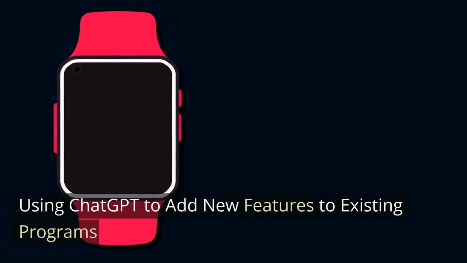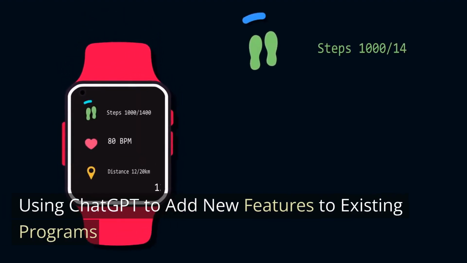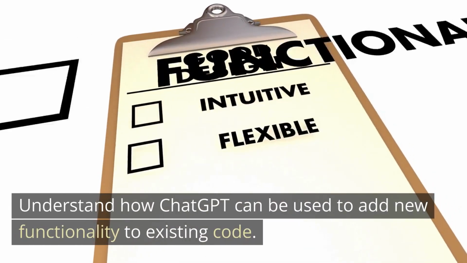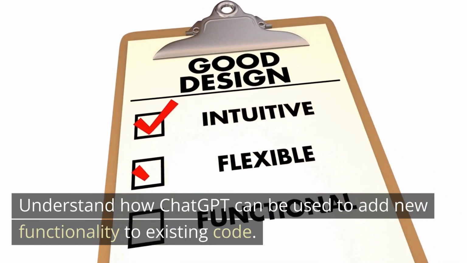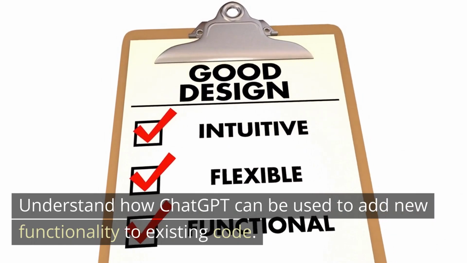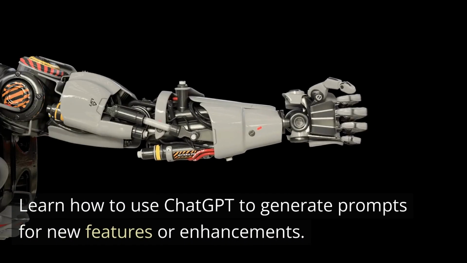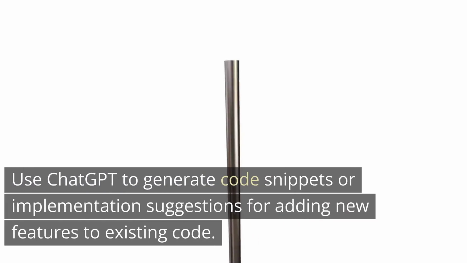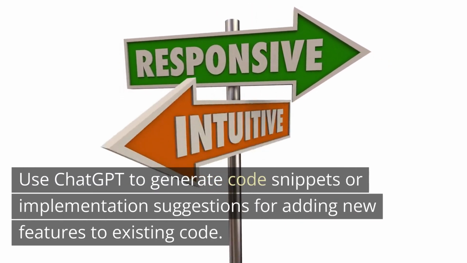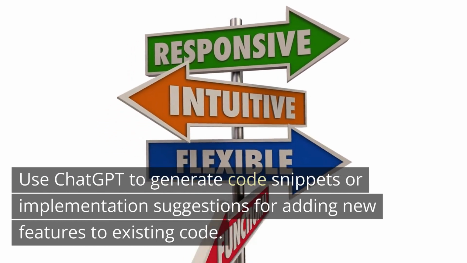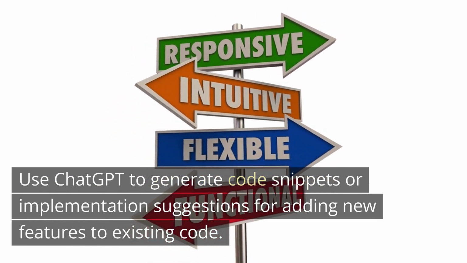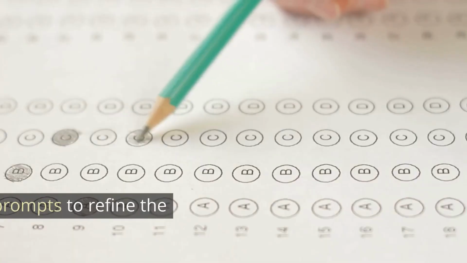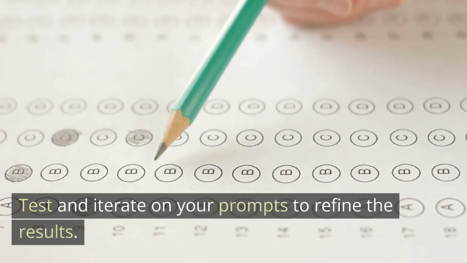Using ChatGPT to add new features to existing programs. Understand how ChatGPT can be used to add new functionality to existing code. Learn how to use ChatGPT to generate prompts for new features or enhancements. Use ChatGPT to generate code snippets or implementation suggestions for adding new features to existing code. Test and iterate on your prompts to refine the results.